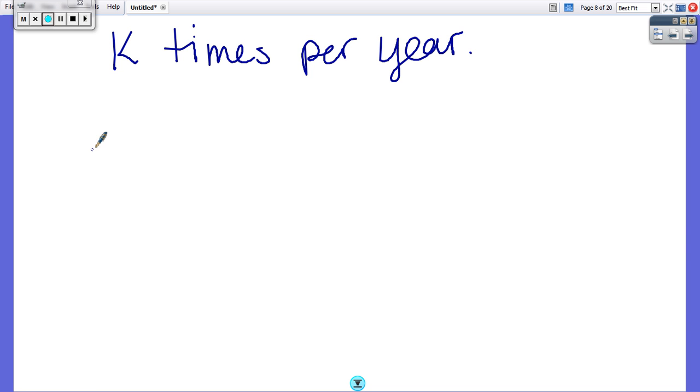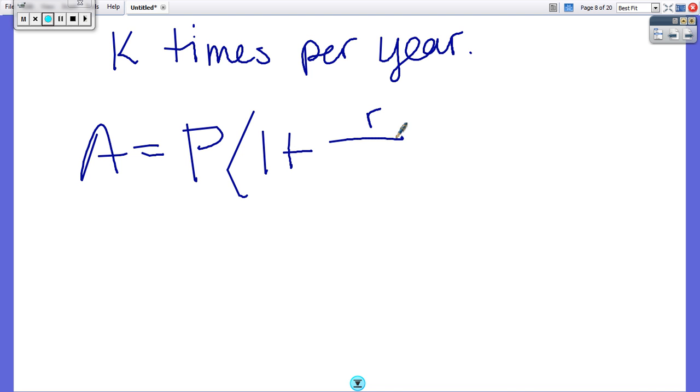And our formula this time is going to be A is equal to the principal times (1 plus the rate, again in decimal form, over K, the number of times per year), raised to the K, number of times per year, times the number of years. So in this case, we're going to use t as the number of years.